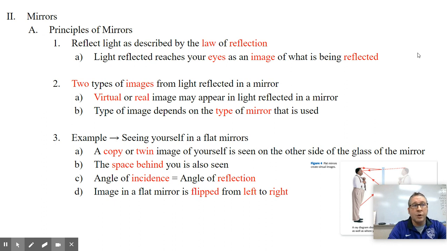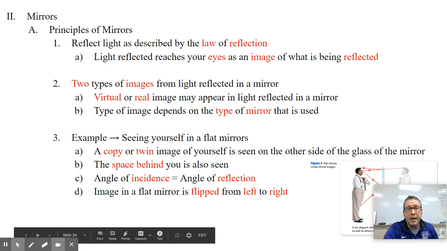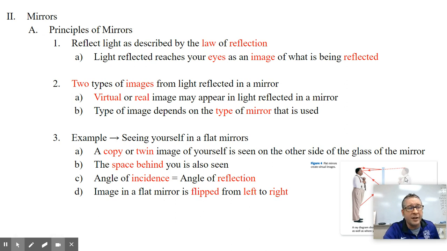There are two types of images that can be reflected towards you when you're looking at a mirror. A virtual or real image may appear in light reflected in a mirror, and the type of image depends on the type of mirror that is used. Let's look at an example. When you see yourself in a flat mirror, a copy or twin image of yourself is seen on the other side of the glass in the mirror. So as you see this individual here, this is the actual person, and he's seeing himself on the other side of the mirror. In addition to yourself, you're also being shown the space behind you.